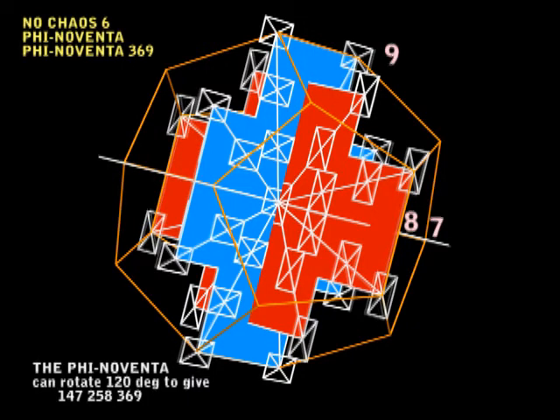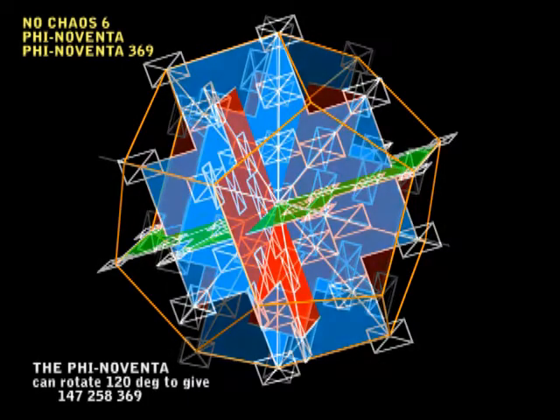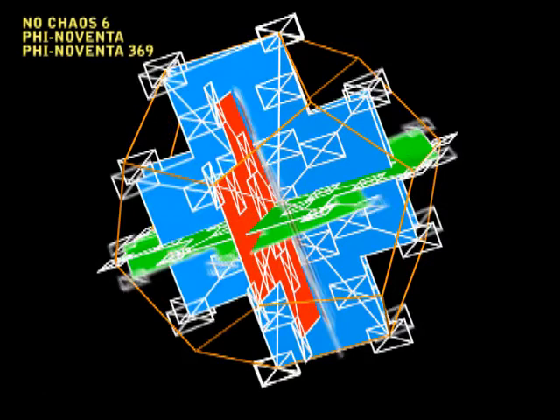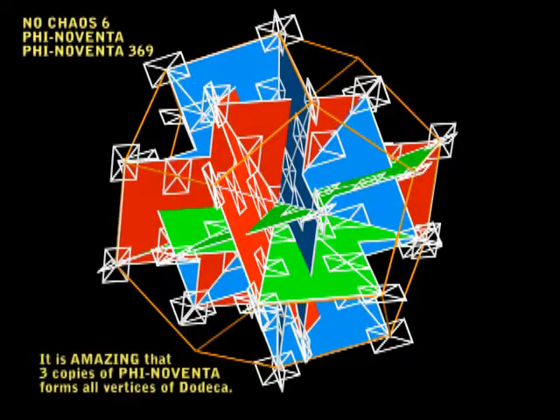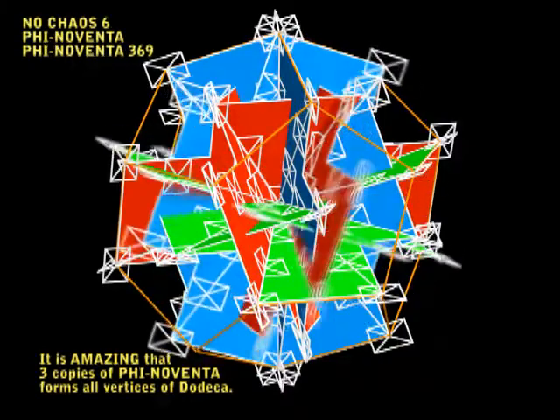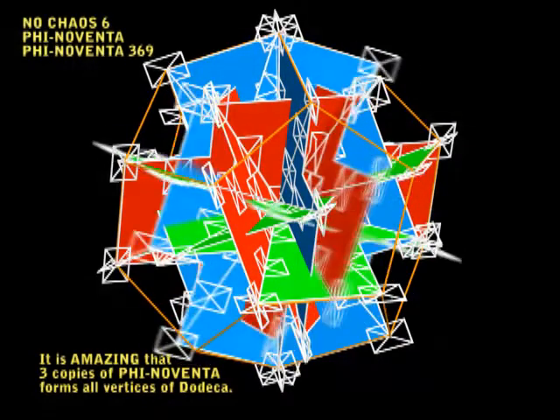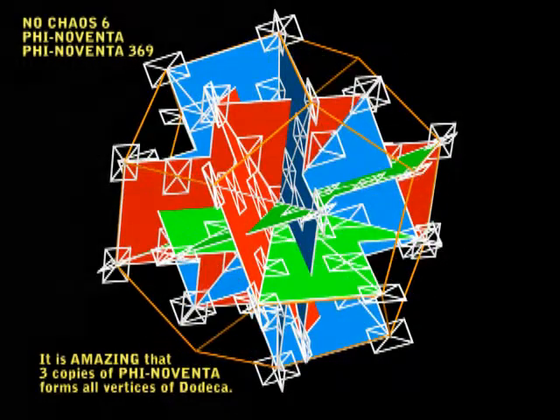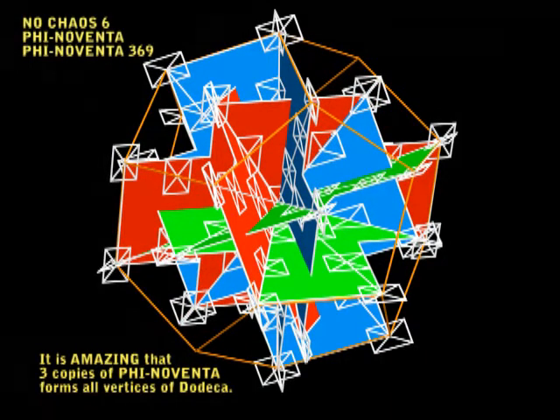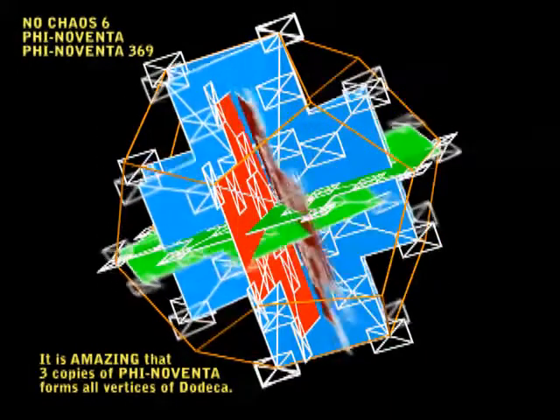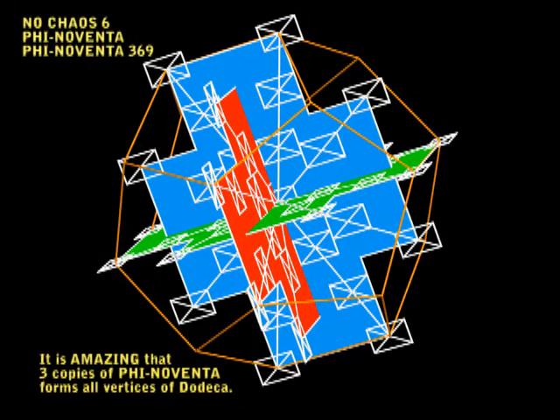I'm sorry about that. Okay, now I'll go back to the start again and show you that I'm making 3 copies. Now you can see that the 3 copies are covering all the vectors of the dodeca. Isn't that something? This is another example of the dodeca being a wonderful 3D processor.